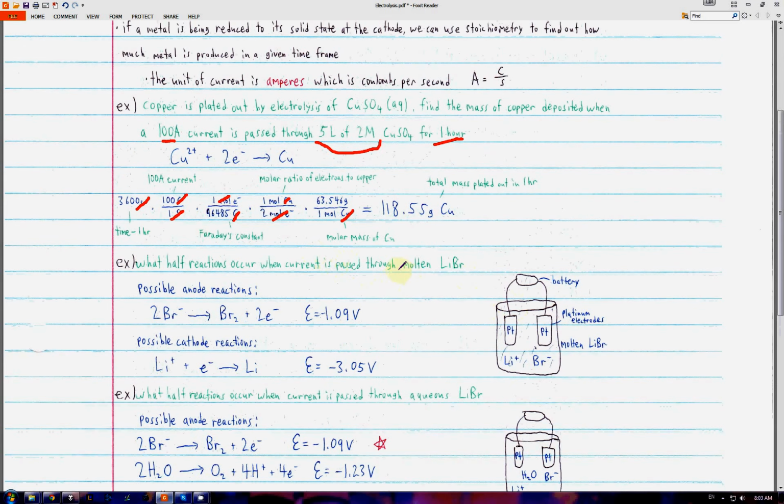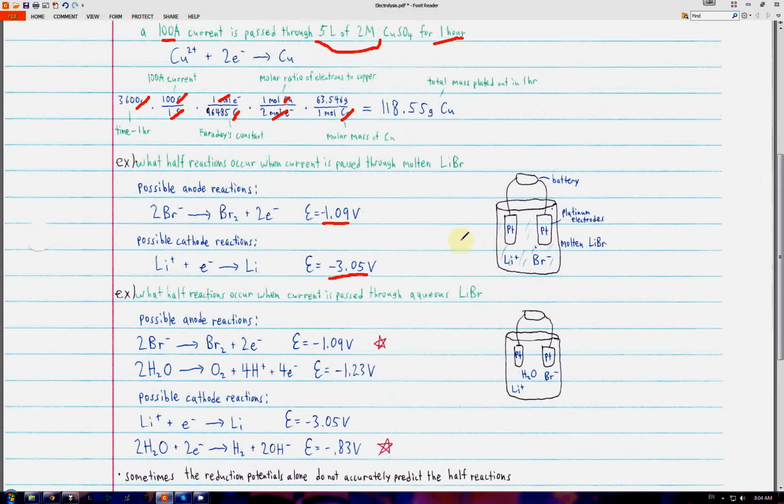So when we have a molten compound, it's easy because there is only one possible anode reaction and only one possible cathode reaction. Now notice how both of these reactions have a negative potential. So this reaction does not occur spontaneously. That's why we need the battery here to produce this change.